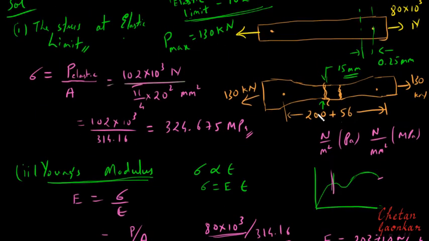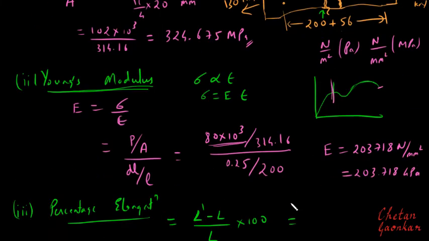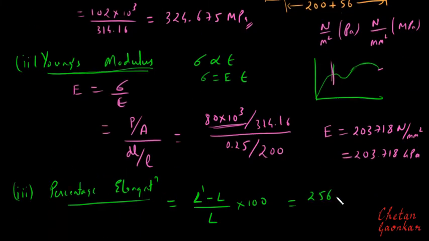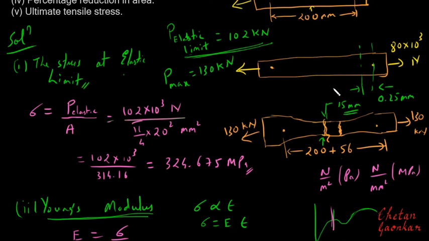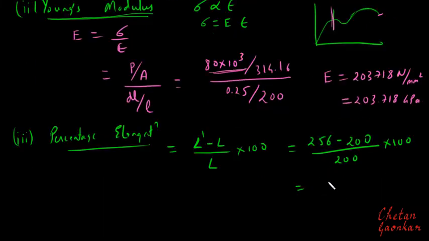So how much is the final length now at fracture? Final length at fracture is 200 plus 56, which is 256 mm, right? Minus original length. How much was the original length? It was 200. So this will be 56 divided by 200 multiplied by 100. So basically we will get this as 56 divided by 2, 256 minus 200 is 56, and therefore the percentage elongation will be 28%. This was easy.